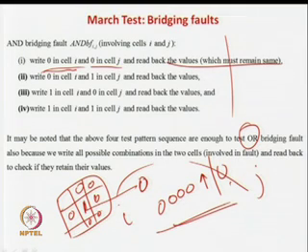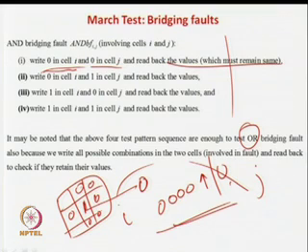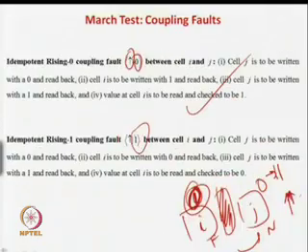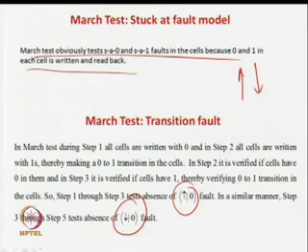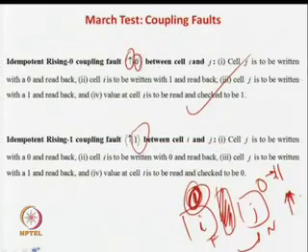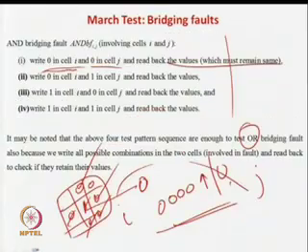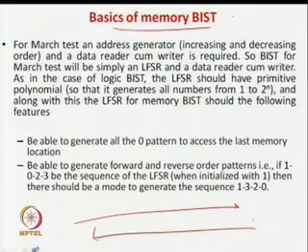Just like all the coupling faults, neighborhood pattern sensitive faults can also be tested in a very similar manner by using a March test. Only thing is that these memory locations may not be sequential in nature. So, you have to access this, this, this, this, and this. So, accepting stuck at faults and transition faults, for all other coupling faults like neighborhood pattern sensitive faults, bridging faults, address decoder faults, maybe all faults you require a March test, but the order of access of the memory cells will not be sequential.